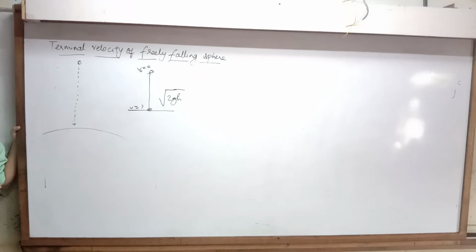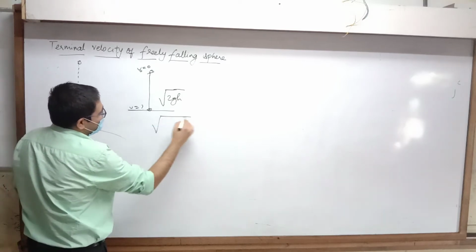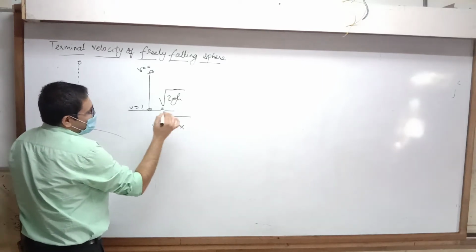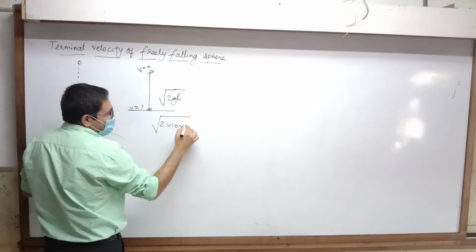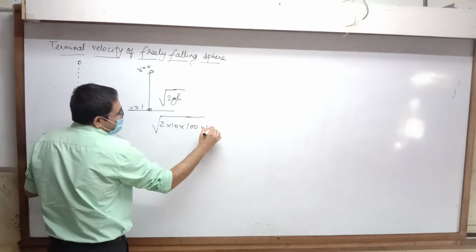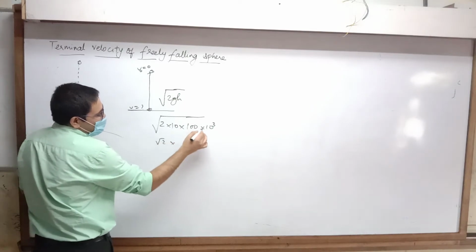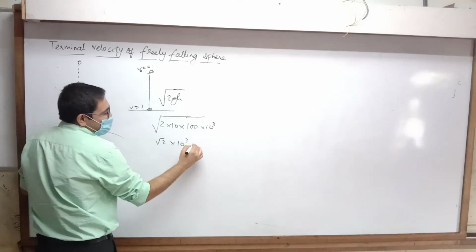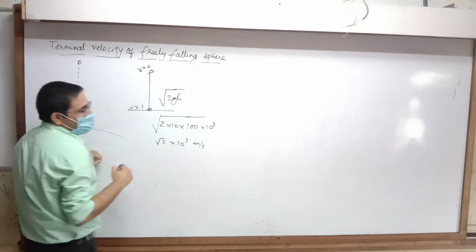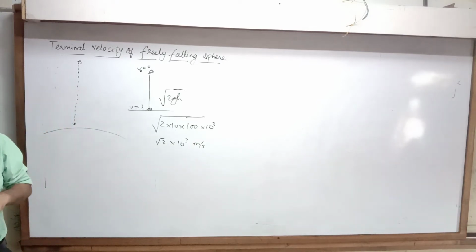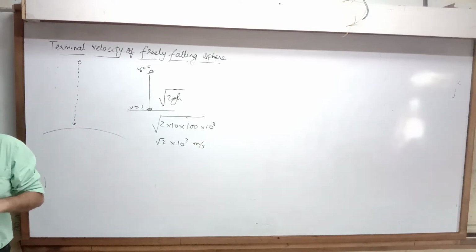But acceleration is g. Correct or not correct? So let's say you drop it from a height of 100 kilometers. The h is 100 into 10 raised to 3. Root 2 into 1, 2, 3, 6 means 3. So it will fall with a speed of 1.4 kilometer per second. Okay?